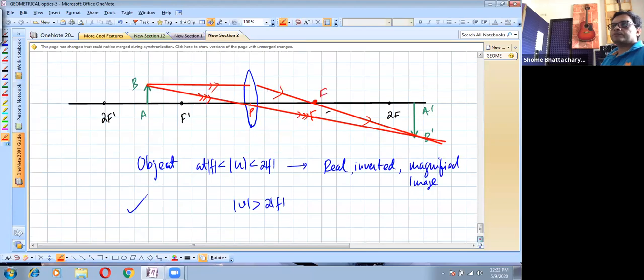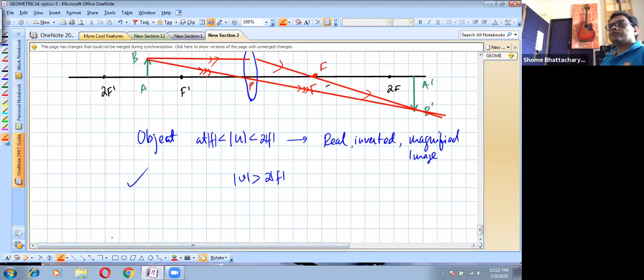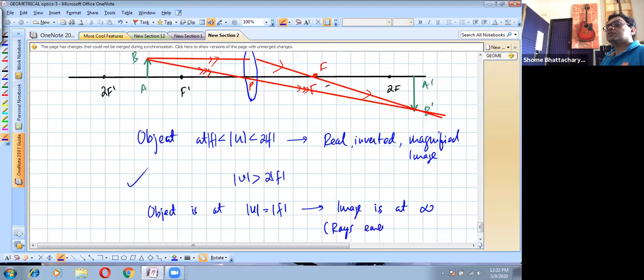Then, of course, you have a situation where if the object is at focal distance, the image is at infinity. The rays emerge parallel after refraction.